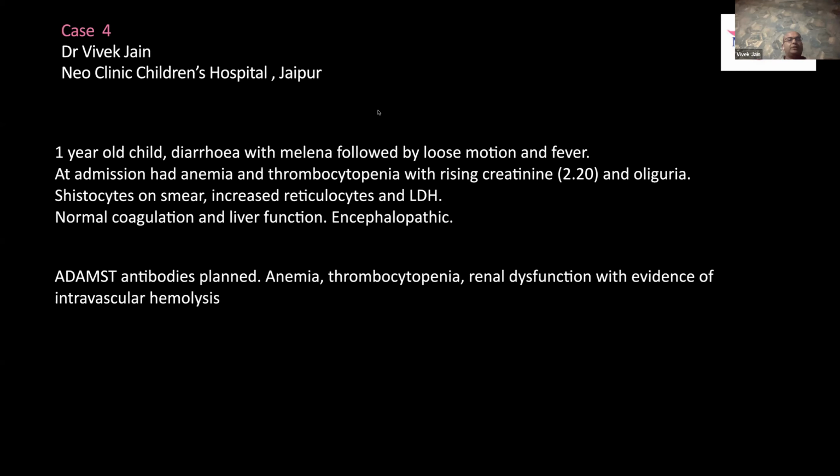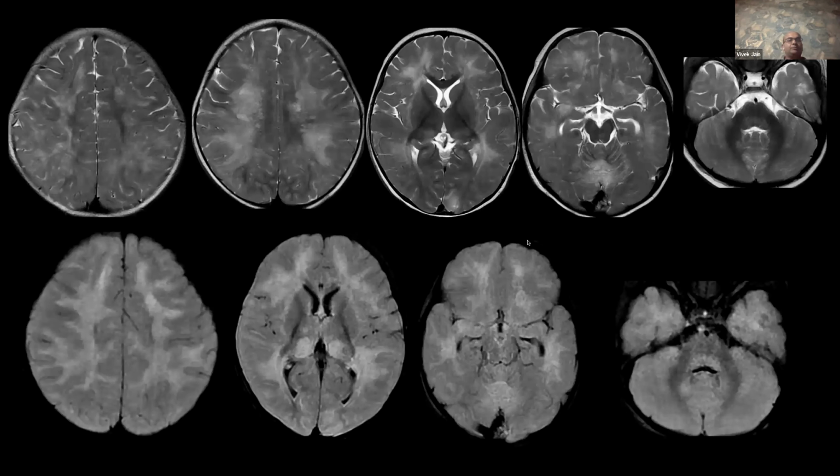complete blood count revealed schistocytes and reticulocytes suggestive of intravascular hemolysis. And he was encephalopathic. He was initially treated symptomatically, but within a few days he had to be ventilated. And then an MRI brain was done. The possibility considered was thrombotic thrombocytopenic purpura. Okay.